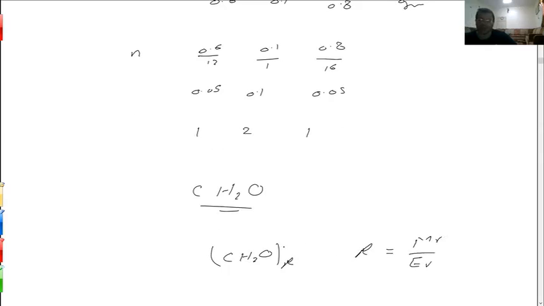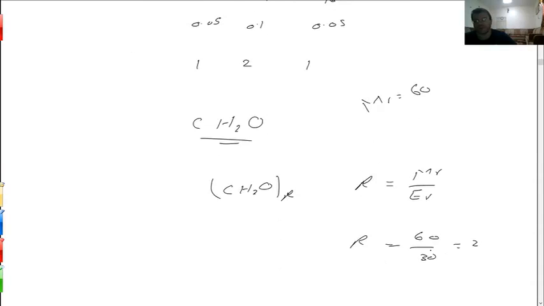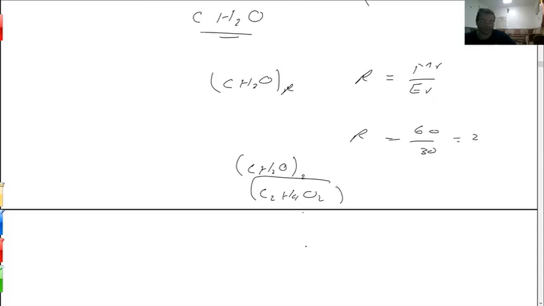For example, if I told you the molecular mass for this question equals 60, can you find the molecular formula? For sure, the repeated unit in this case equals 60 over the empirical mass, one carbon, two hydrogen, and one oxygen, which is 30. So this gives you 2. So the formula for this chemical compound will be CH2O, all of it by 2. So it will be C2H4O2. This is the molecular formula for this chemical compound.